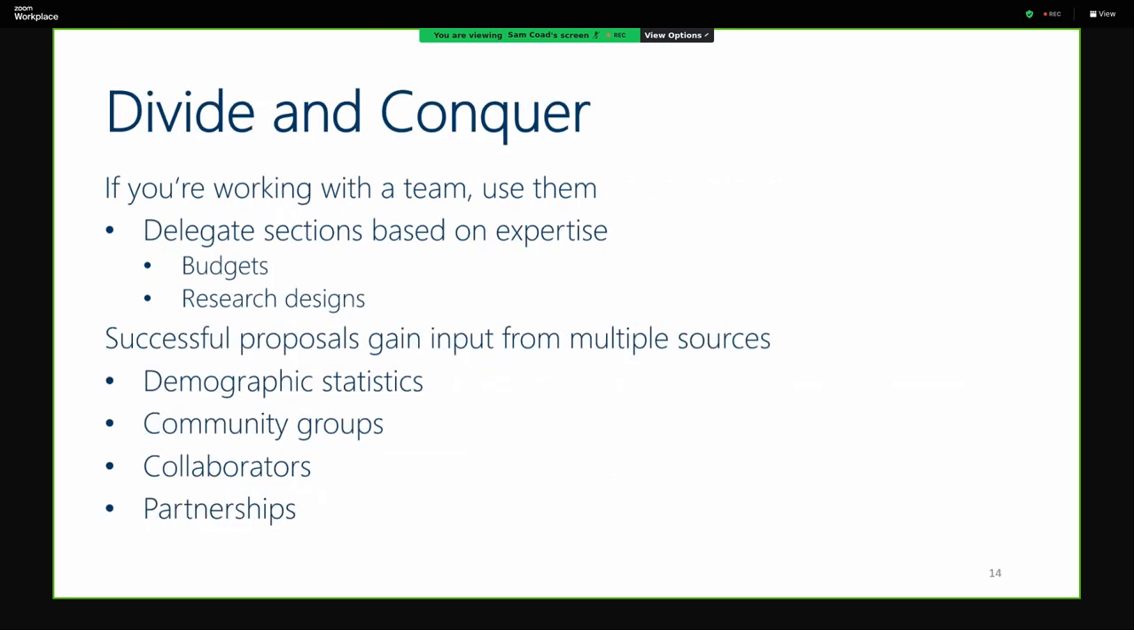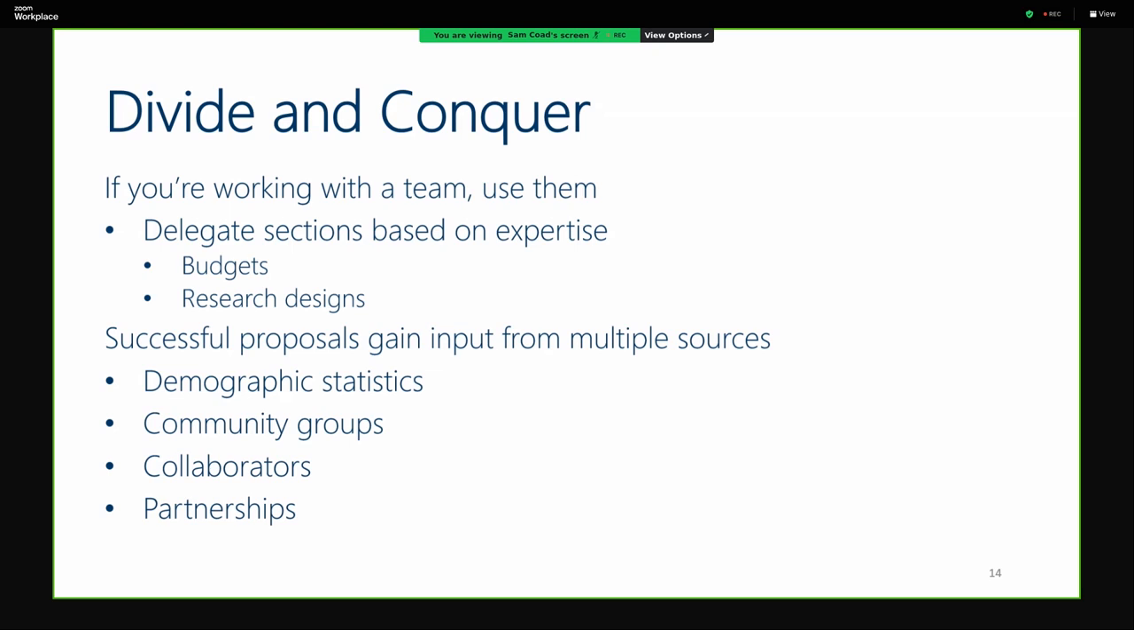Also, whenever you're putting together your proposal with a team, dividing and conquering is a good way to approach things. Because if you're working with a team, you're working with them because they bring something to the table that you don't already have. If they're better at budgets or research designs than you are, or if they have the community engagement aspect or the research aspect behind them, then draw on that expertise to write those sections.